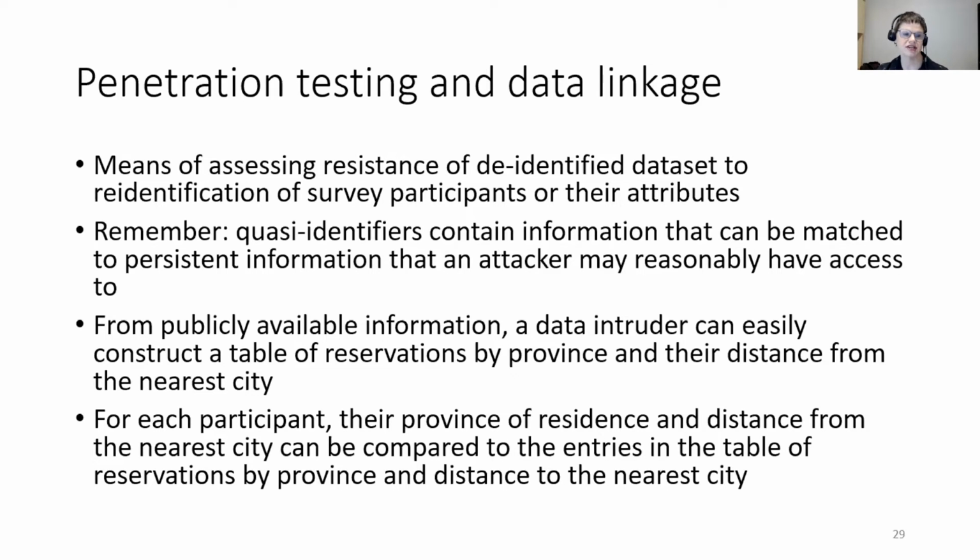Now, remember, quasi-identifiers contain information that can be matched to persistent information that an attacker may reasonably have access to. So from publicly available information, a data intruder can easily construct a table of reservations by province, and can also construct a table showing their distance from the nearest city using, for example, geospatial software. So for each participant, we looked at their province of residence and distance from the nearest city and compared it to entries in this table of reservations by province and distance to nearest city.